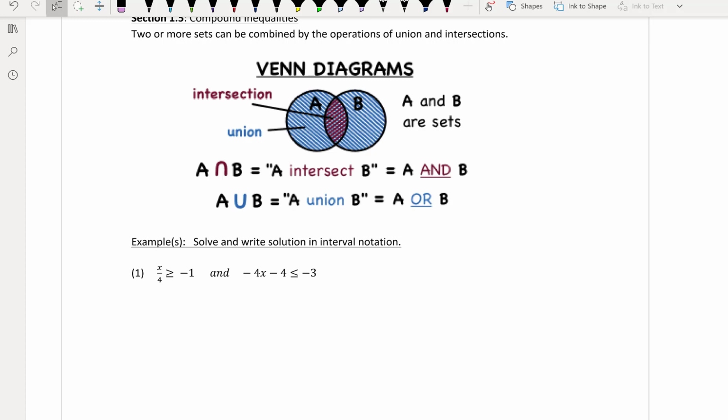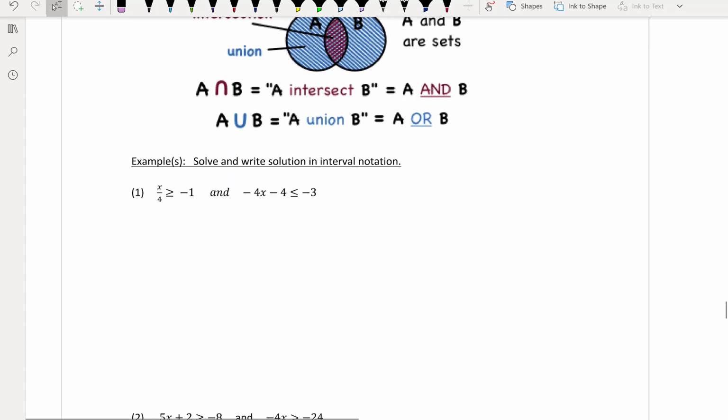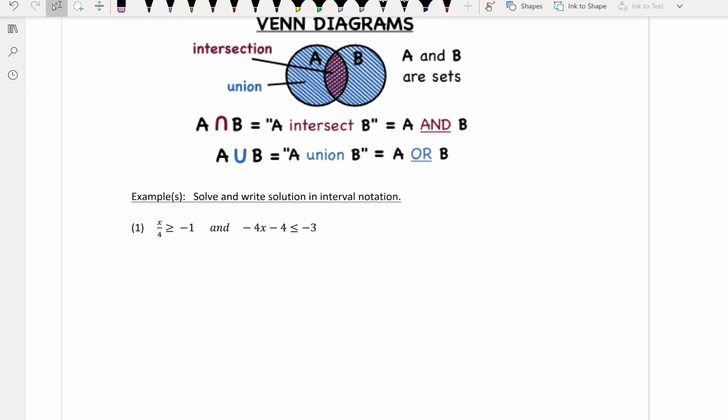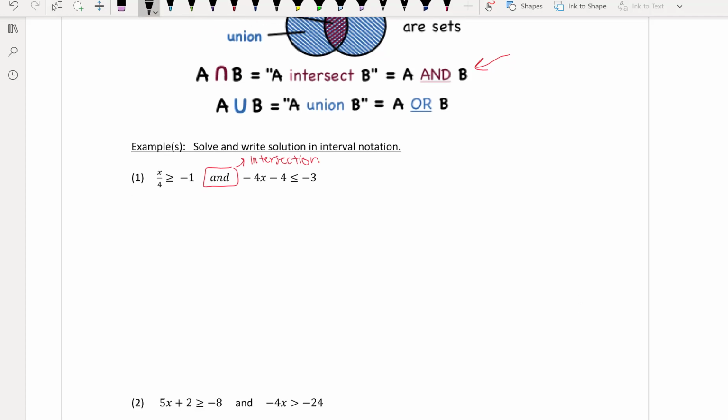It says solve and write the solution in interval notation. So we have "and," right? We have this inequality and that inequality. So first of all, this word "and," what is it telling me? Well, it's going to be our intersection, so it's going to be everything that they have in common. So the first thing I want to do is figure out what these solutions are going to be.